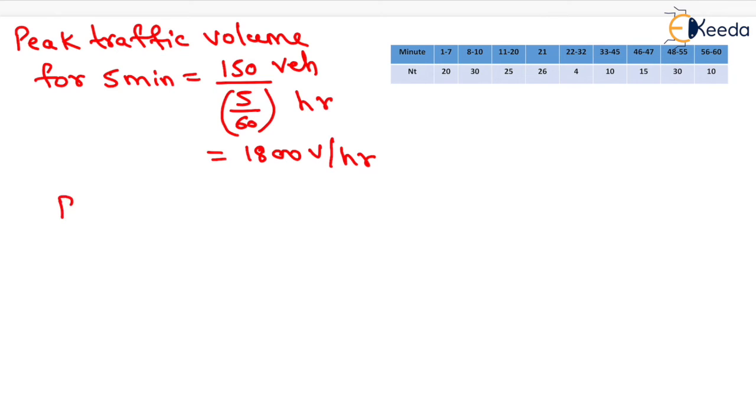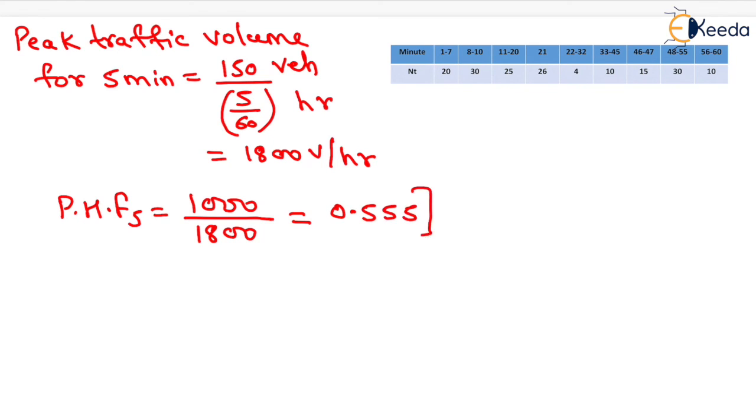Now if we want to compute the value of peak hour factor for 5 minutes, it will be equal to total traffic volume, that is 1000 vehicles per hour, divided by the peak traffic volume for 5 minutes, which is 1800 vehicles per hour. On solving this we will have the peak hour factor for 5 minutes equal to 0.555.